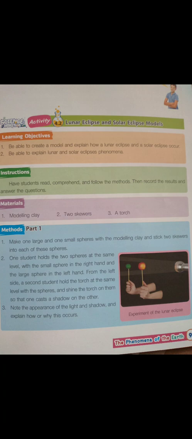Methods, part 1: make one large and one small sphere with the modeling clay and stick 2 skewers into each of these spheres. One student holds the 2 spheres at the same level, with the small sphere in the right hand and the large sphere in the left hand. From the left side, the second student holds the torch at the same level with the spheres and shines the torch on them so that one casts a shadow on the other. Note the appearance of the light and the shadow and explain how or why this occurs.